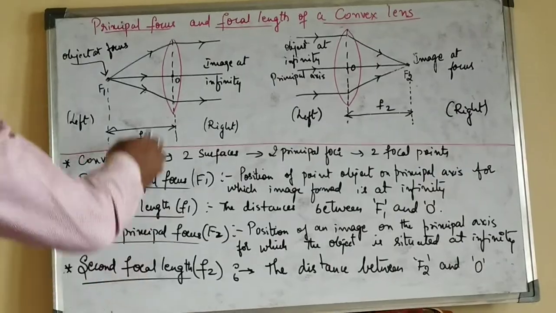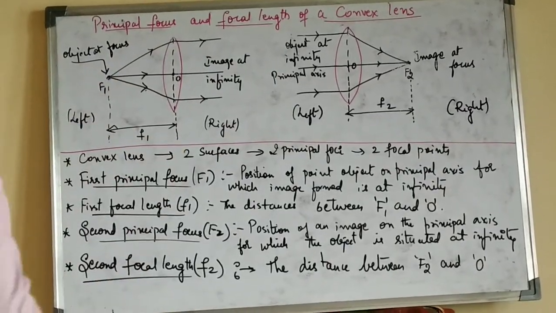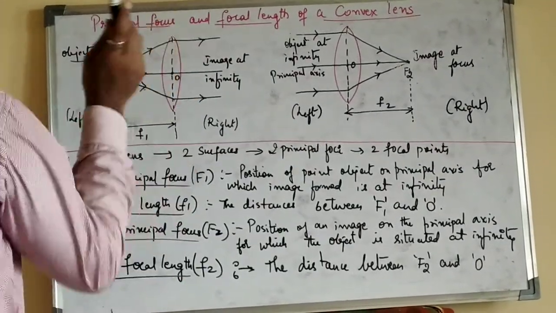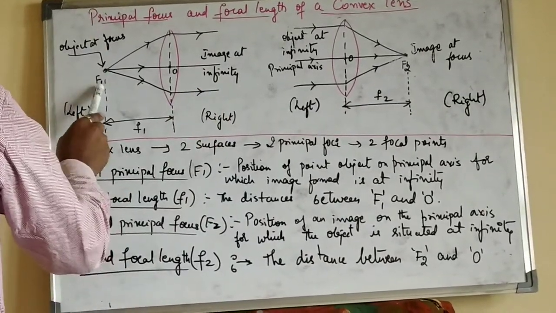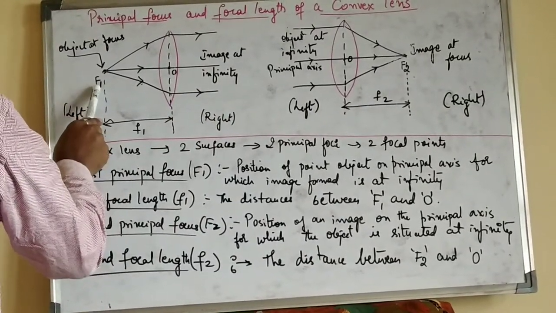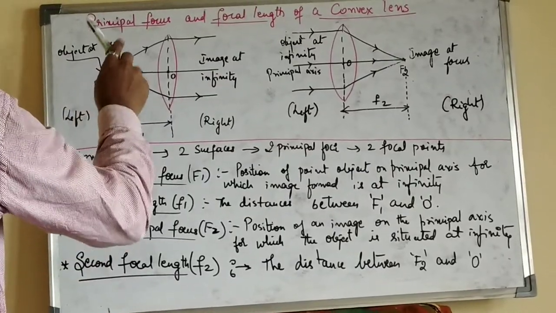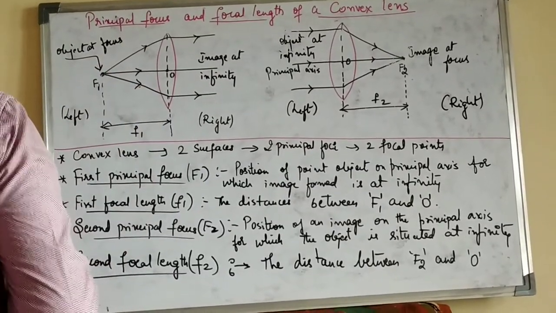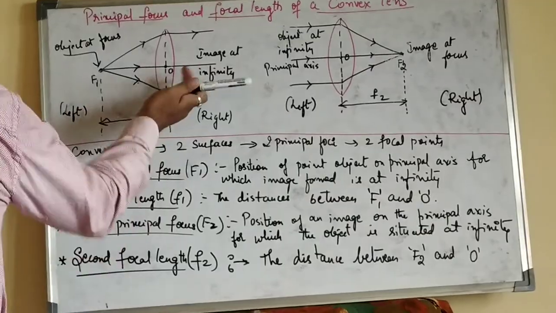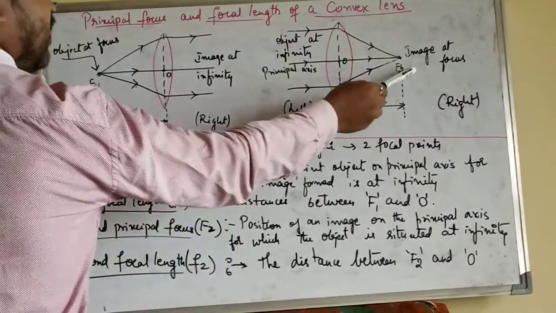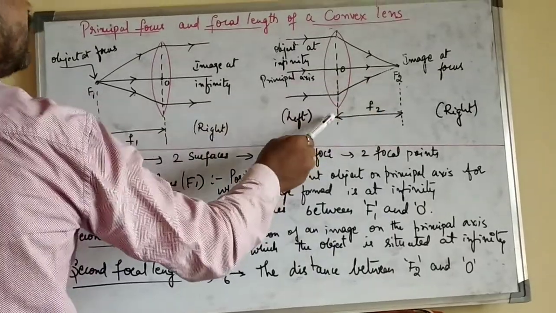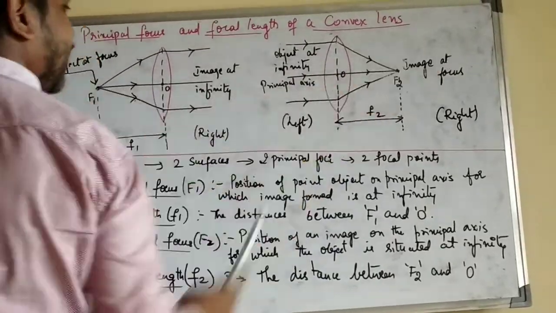So, what have you understood here? For one of the spherical surfaces, you are getting the first optical focus, that is the first principal focus, and the first focal length towards the left side, right? Now, here you have the second principal focus and second focal length towards the right side.